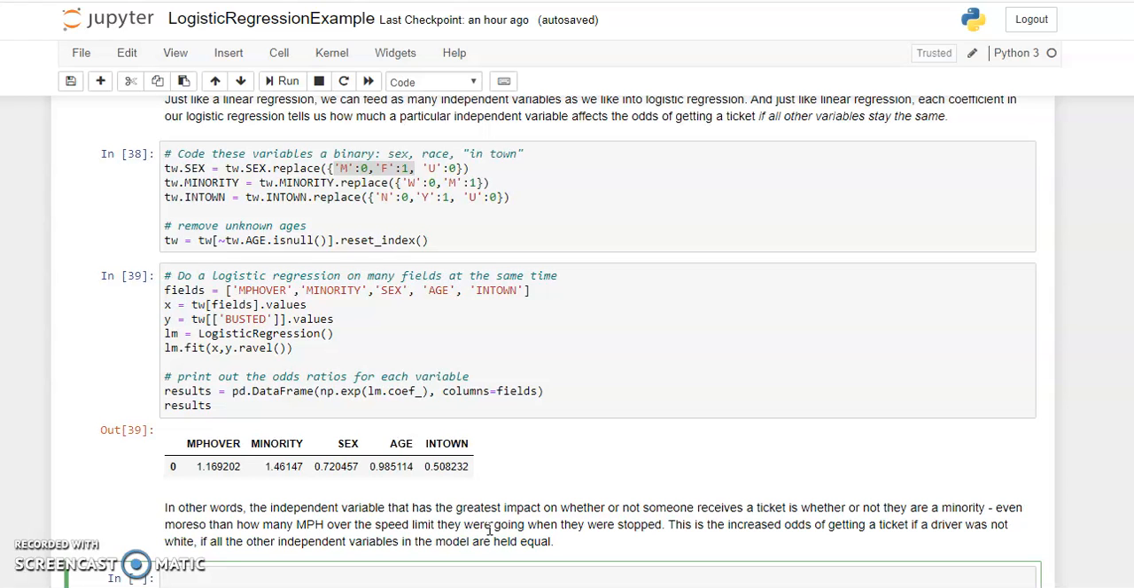Obviously, we still have to think about things like confounding. And in a sense, that's what we've done. That's why we looked at all of those things independently in order to determine which ones might be impacting our outcome. So hopefully this is fairly clear.